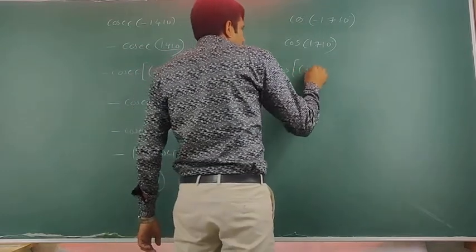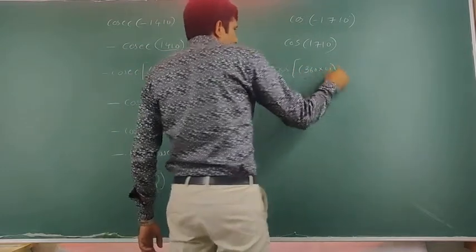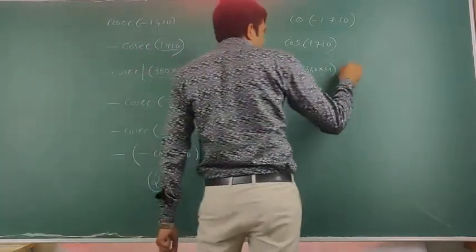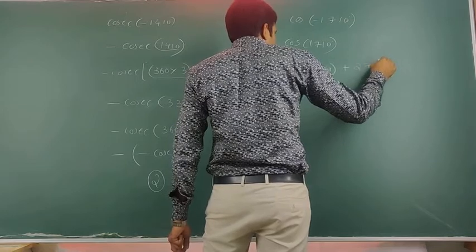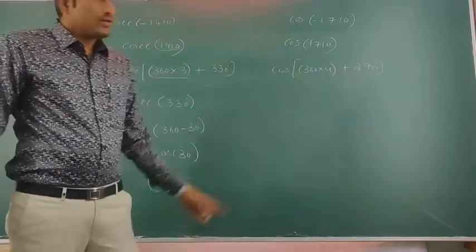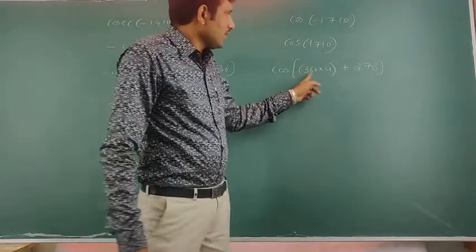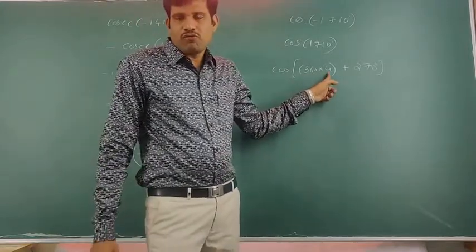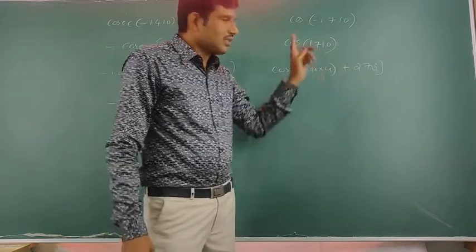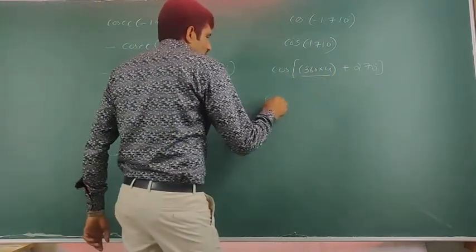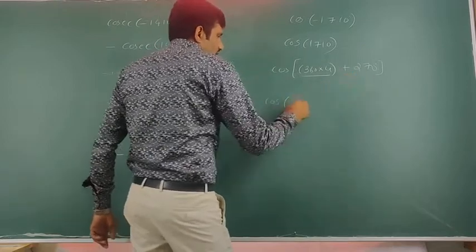Now when you divide by 360, that is 360 into 4, right? 360 into 4 is 1440, plus we are getting how much? 270 degree. Is it not, students? So 1710 when you divide by 360 we are getting 4 point something. 360 into 4 is how much? 1440 plus 270 is how much? 1710. Now this angle we can neglect, so that is equal to cos of 270 degree.